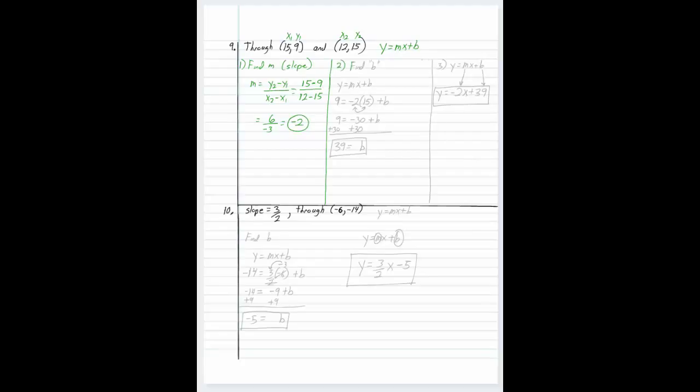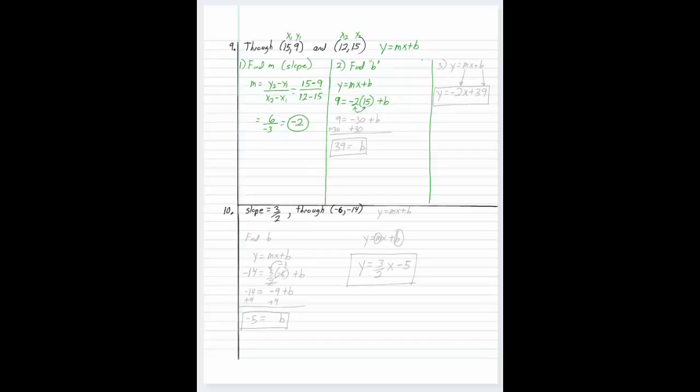Alright, step 2 is to do what I call find b. So let's start by plugging in everything we know. X and Y, we have two choices, so you may use either point you want, it doesn't matter. I'll just use the first point, it's the first one I see. So Y, I'm going to use that as 9, equals the slope, which we just got, -2. X is 15, and B we don't know yet.